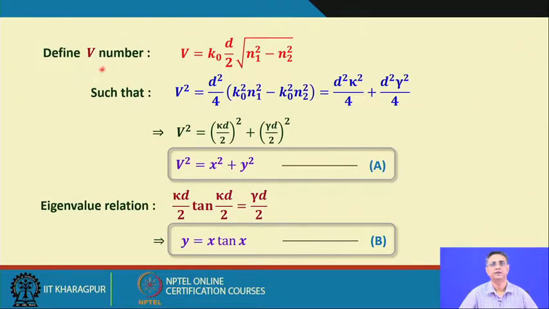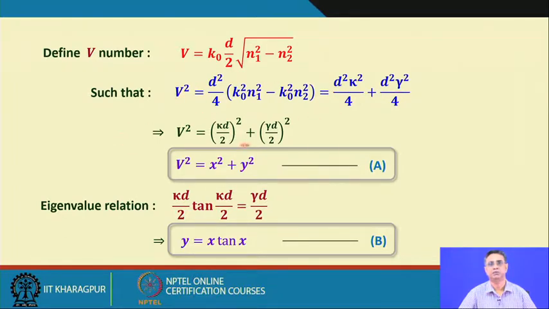And let us define this V number, which is a very important parameter for optical waveguides. V is defined as k 0, half of the thickness. This is different in different textbooks. This is half of the thickness, and this is the numerical aperture, n 1 square minus n 2 square, the core cladding refractive index square difference. So, V square is equal to this quantity, and you can write this as kappa d by 2 whole square plus gamma d by 2 whole square, because if you subtract one beta square and then add one beta square, one quantity will correspond to kappa, and the other quantity will correspond to gamma. That is why I have written V square equal to this.